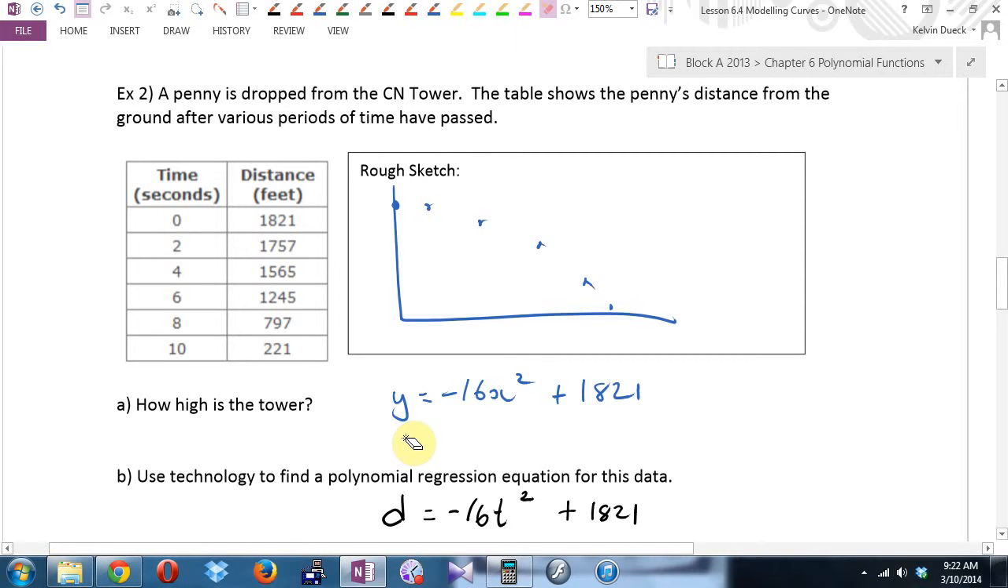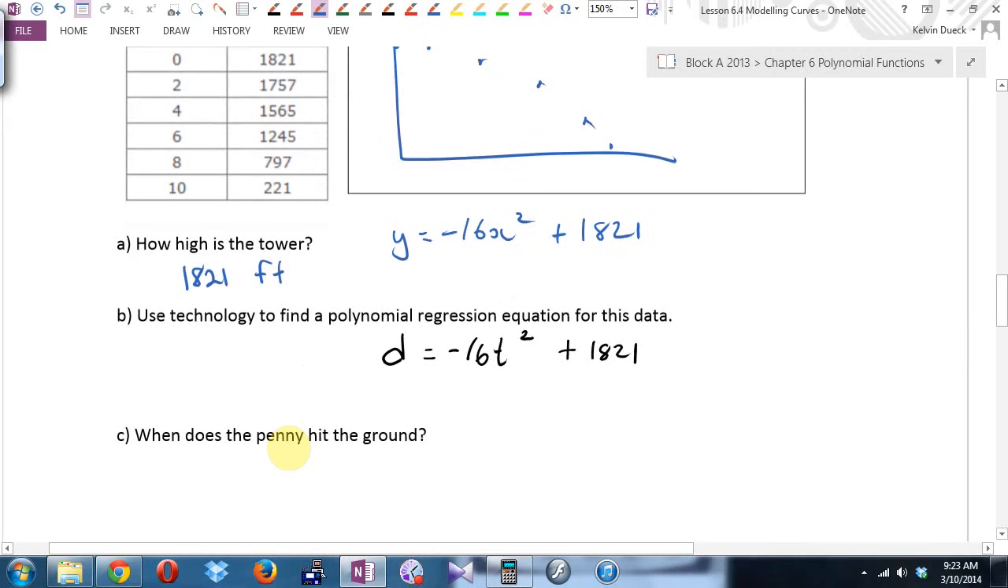Okay. Let's answer the questions. What's part A asking? How high is the tower? How do you know it's 1821? Because at time 0, how high are you? Also happens to be the y-intercept, the constant term, right? So the height of the tower is 1,821 feet. It says use technology to find a polynomial regression equation for the data. There it is.